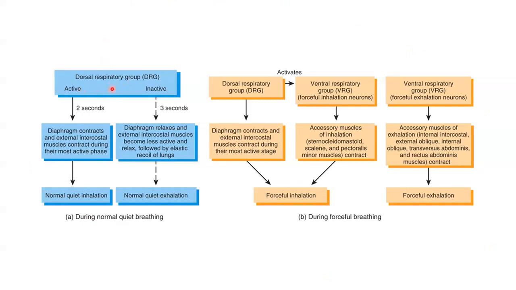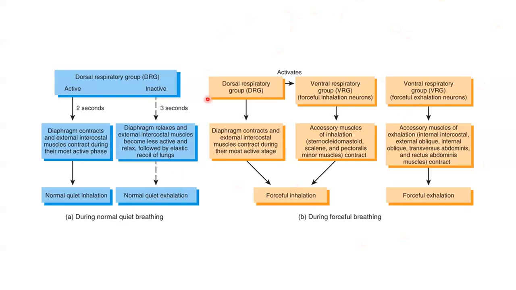So we have our dorsal respiratory group and our ventral respiratory group. If we start here in the blue, which is during our normal quiet breathing, we get impulses from our dorsal respiratory group sent to our diaphragm and our external intercostal muscles. They cause those muscles to contract for about 2 seconds, and we have inhalation. We then have an absence of those nerve impulses, so the nerve impulses stop for about 3 seconds. Those muscles relax, and we have our normal exhalation.